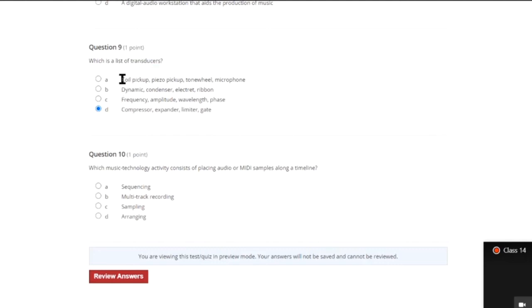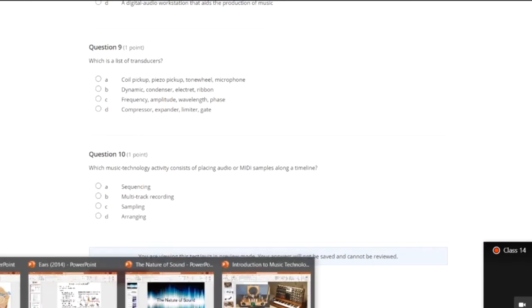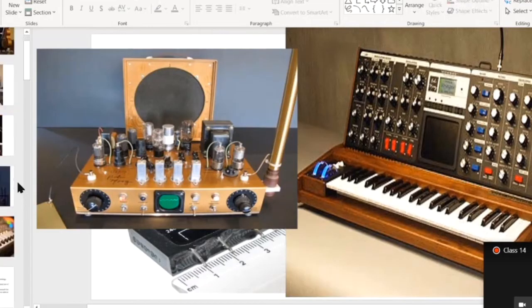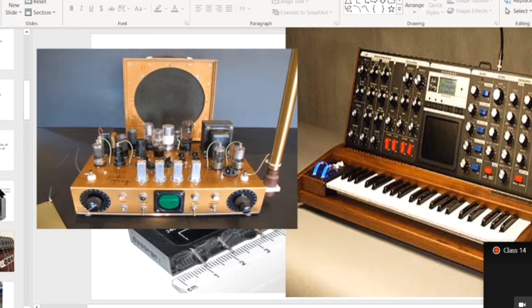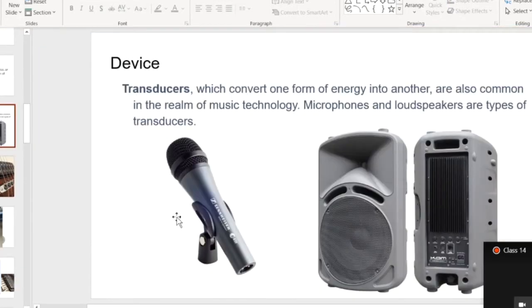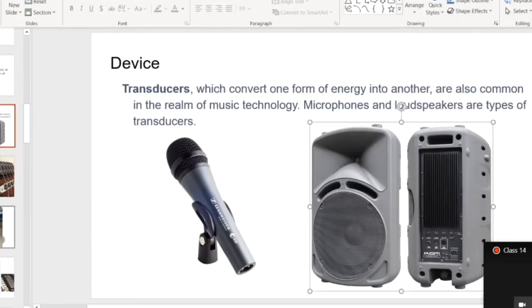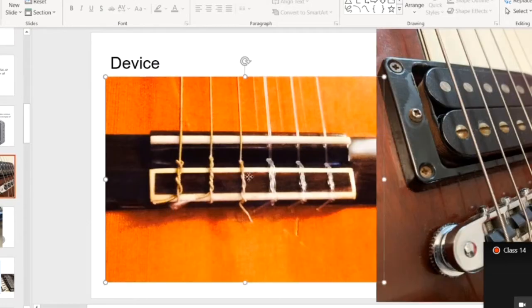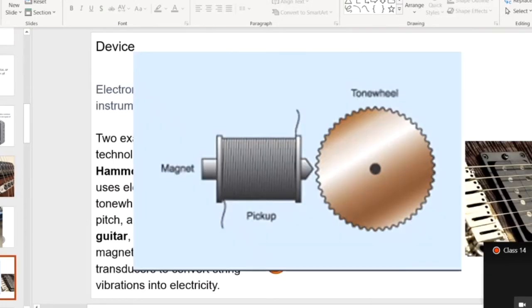And of course, the answer is this business here: pickups, tone wheels, and microphones. Those are all transducers. A transducer is a device that converts one form of energy into another. Microphones, speakers, pickups, and tone wheels, right? These are sort of the baser nature of music technology.